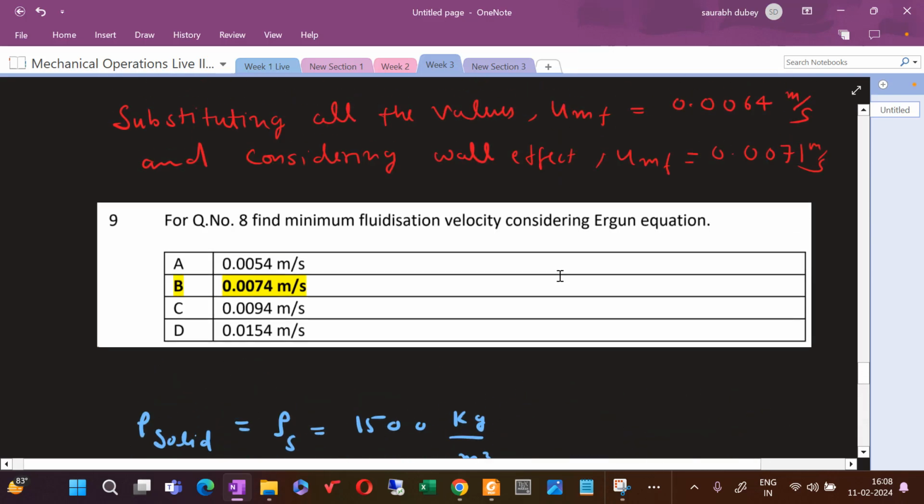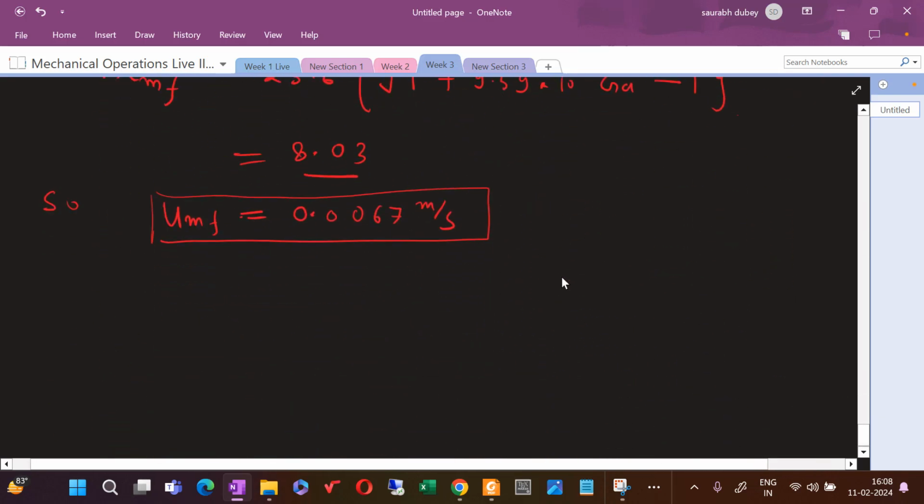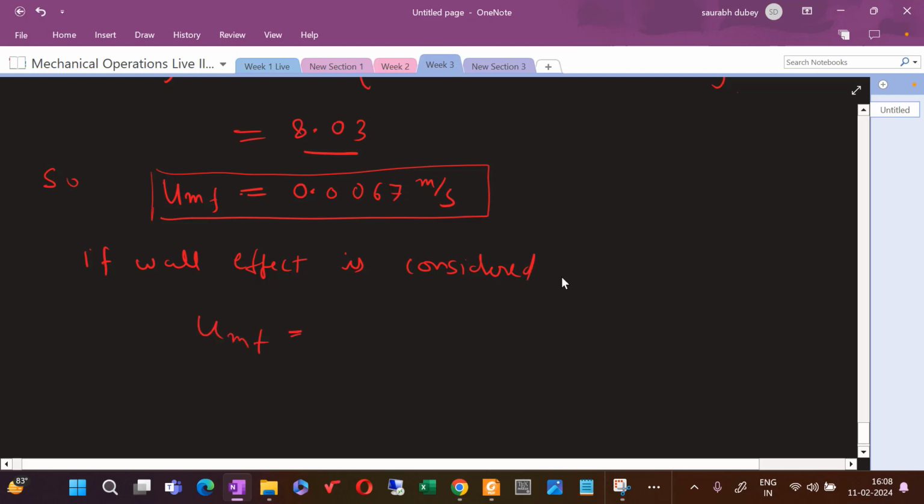And when you consider the wall effect, if the wall effect is considered, the UMF is 0.00737 meter per second.